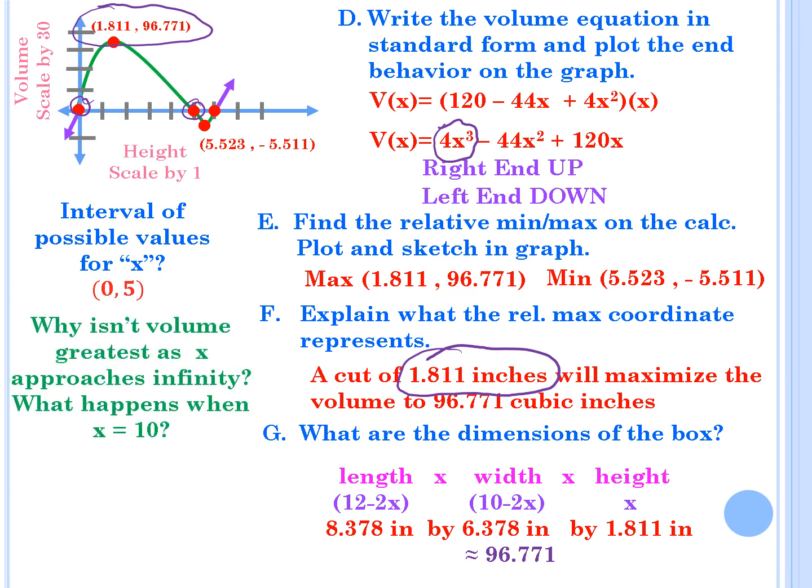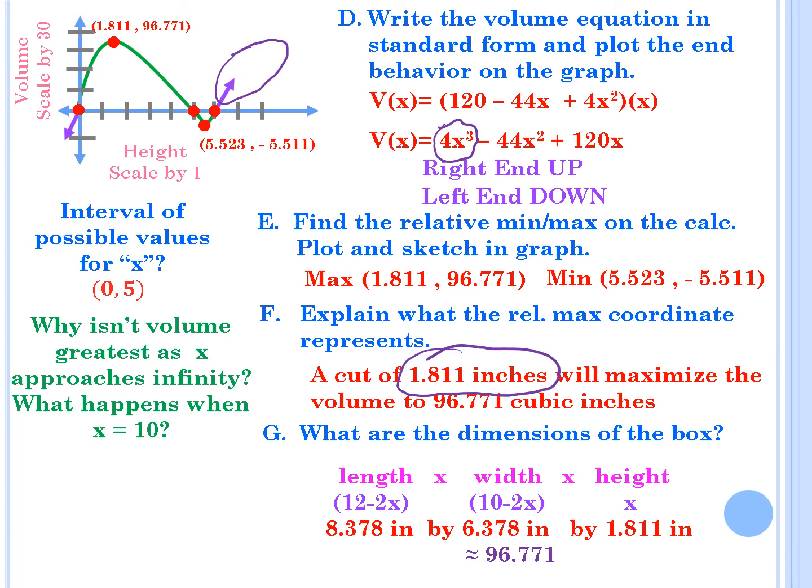Now, you may be looking at this and thinking, why isn't the volume greatest as x approaches infinity? Why can't I look over here at that part of the graph, and why can't the values past 6 give me an even bigger volume? Okay, so 6 is the other place where the volume is 0. But bigger than 6, my graph is still growing and increasing as x goes to infinity.